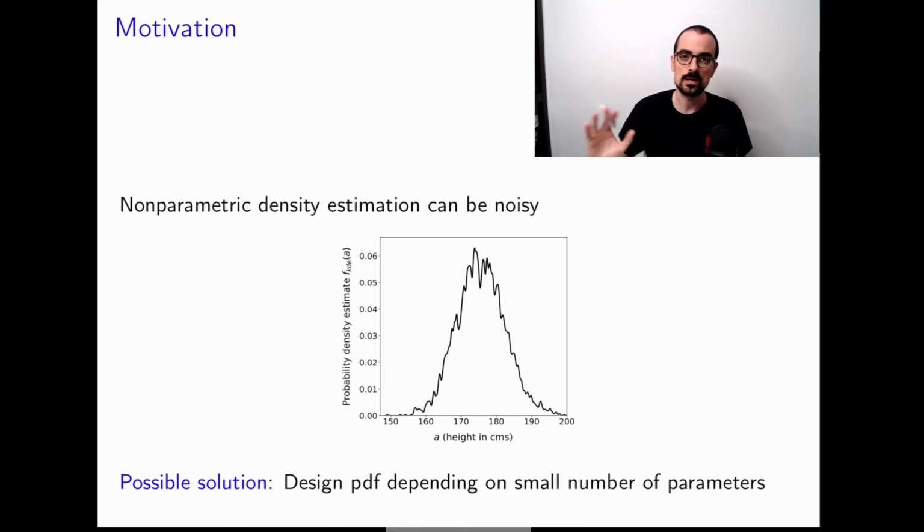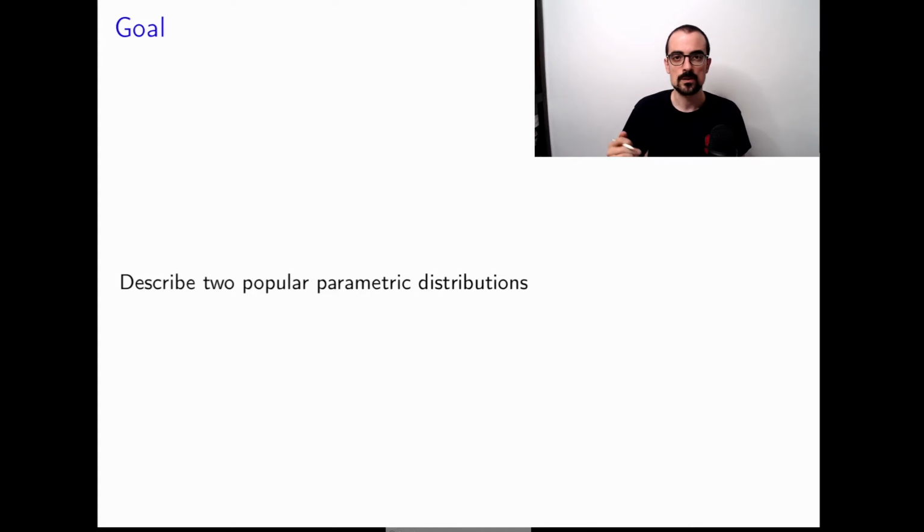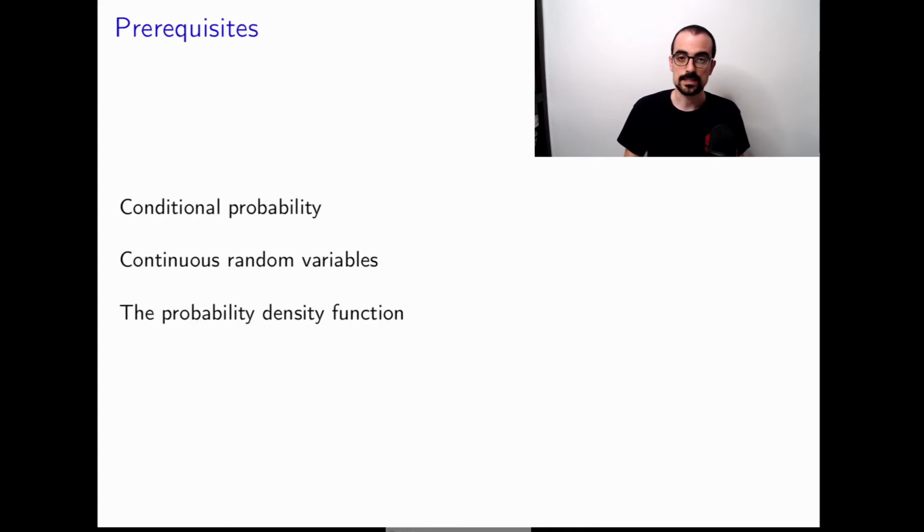But before we learn how to fit a probability density function to data, we need to get to know some popular continuous distributions that we might want to fit data to, and that's the goal of this video. So here we're going to introduce the exponential and the Gaussian distributions, and we're going to describe some of their properties. The prerequisites are conditional probability, especially for the exponential part, continuous random variables, and the probability density function.